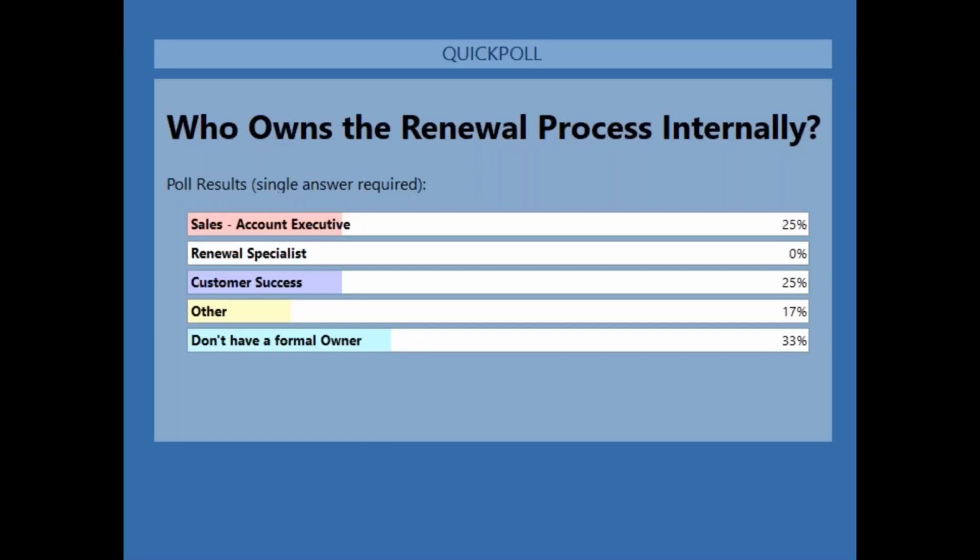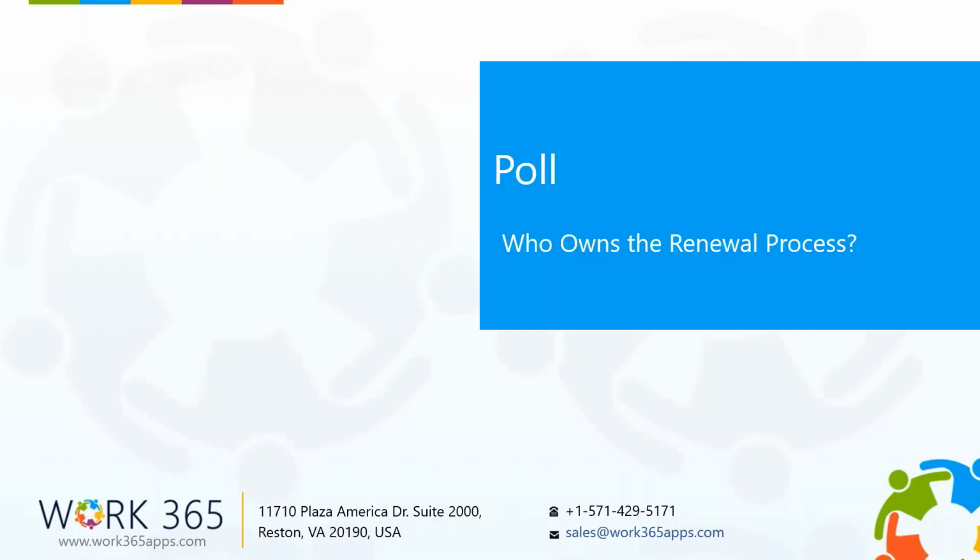So this is what you responded as. About a quarter of the people on the call today are handling the renewal through the sales account executive. It's understandable. But then a third of you actually don't have a formal owner. Let's see if we can talk a little bit about that and help define some of this stuff.